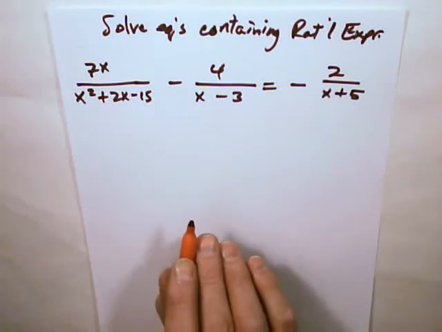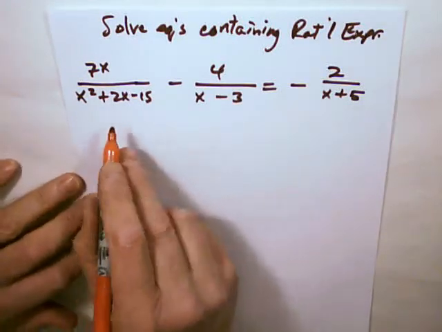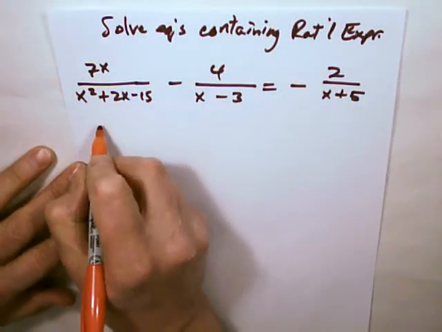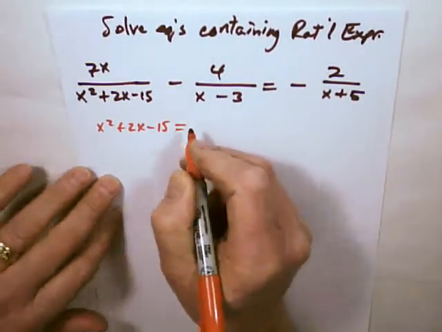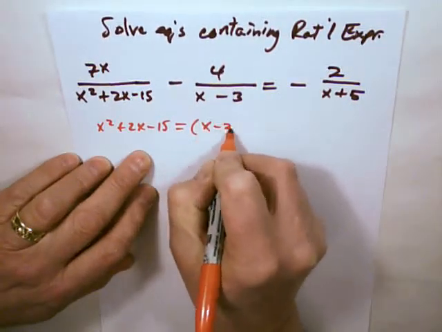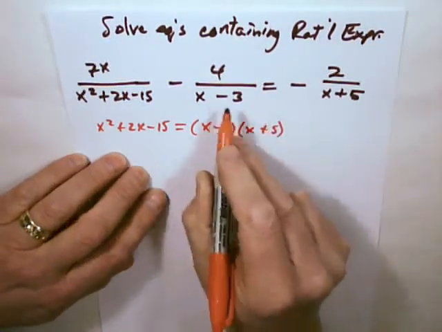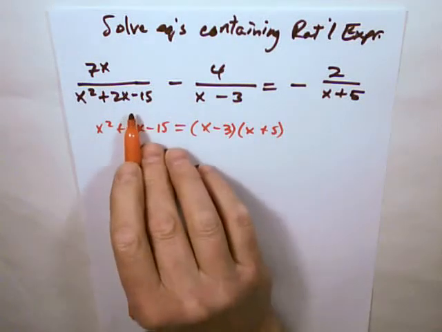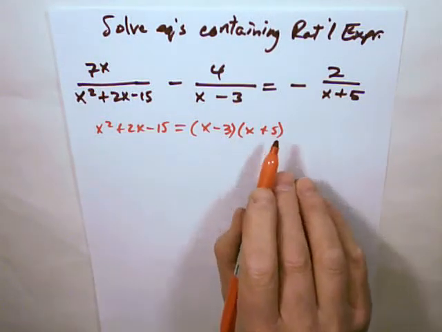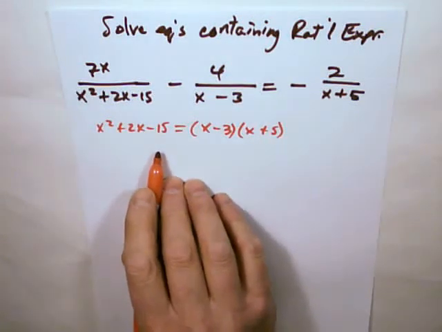And it uses the LCD concept here. So let's see what this does. First thing to notice is just take a look at this x squared plus 2x minus 15, and notice that it does factor into x minus 3 and x plus 5. These are the other two factors there. So if you were to find an LCD, you would actually use x minus 3 times x plus 5 in this equation.